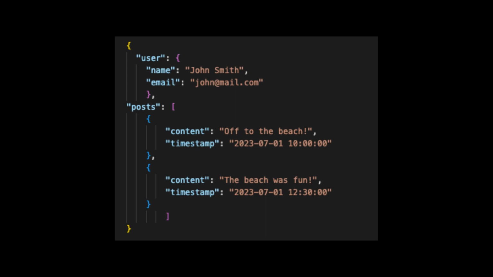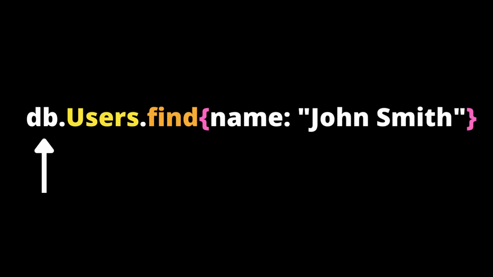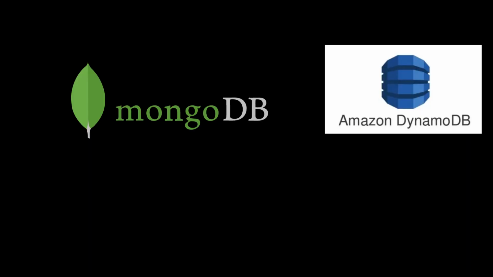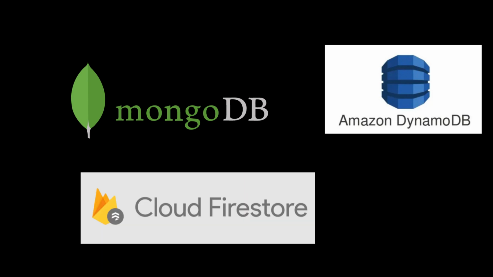If you wanted to query the NoSQL database to show all information related to users with the name John Smith, you would notate the database, in this case db, the document you want to obtain information from, users, the find keyword, and then input on which area you're searching based off of, in this case the name John Smith. Some examples of NoSQL databases include MongoDB, Amazon DynamoDB, Cloud Firestore, and more.